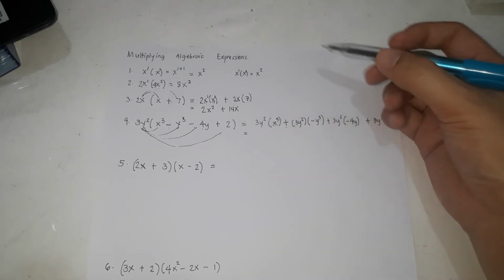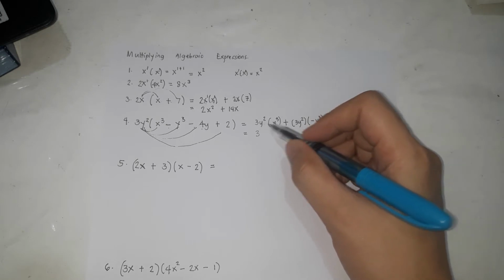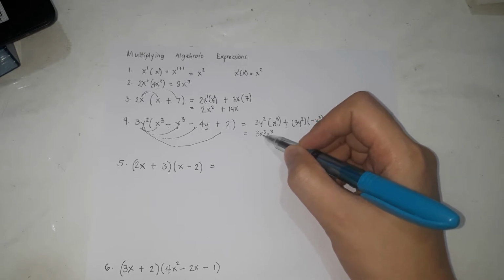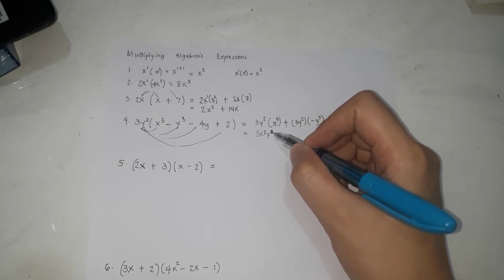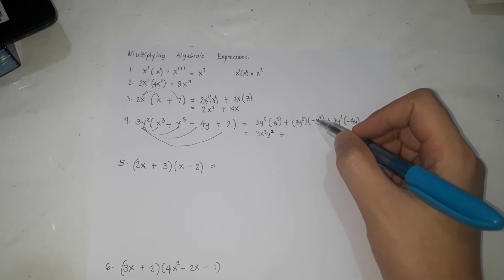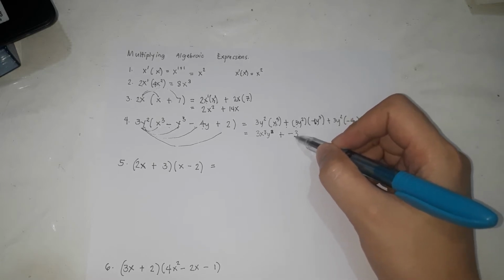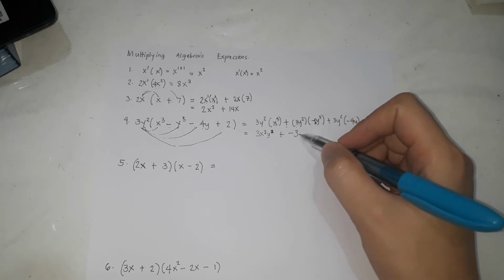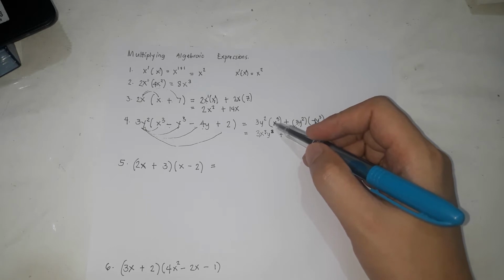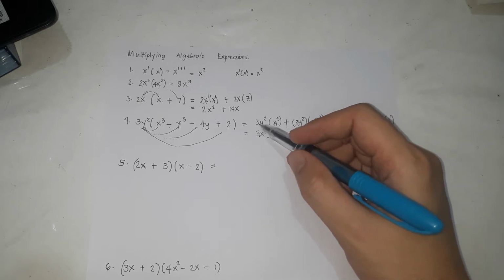3y squared times x cubed is 3. Because they don't have the same bases, the letters are not the same, so you just copy them. Write x first, because in the alphabet, x comes first. So 3x cubed y squared. Plus, 3 times negative 1 is negative 3. If there is no number, it means there is 1. Here we just copied the 3 because there is no number and it's positive. So 1 times 3 is equal to 3, or just copy 3.